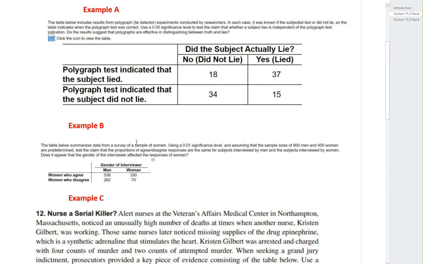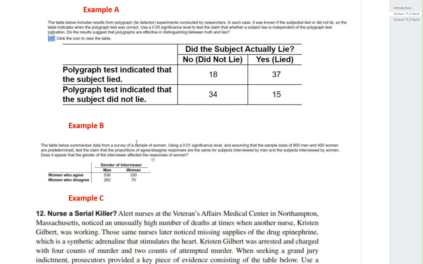The table below includes results from a polygraph, which is a lie detector, from experiments conducted by researchers. In each case, it was known if the subject lied or did not lie. So the table indicates when the polygraph test was correct. Use a 5% significance level to test the claim that whether a subject lies is independent of the polygraph test indication. Do the results suggest that polygraphs are effective in distinguishing between truths and lies?